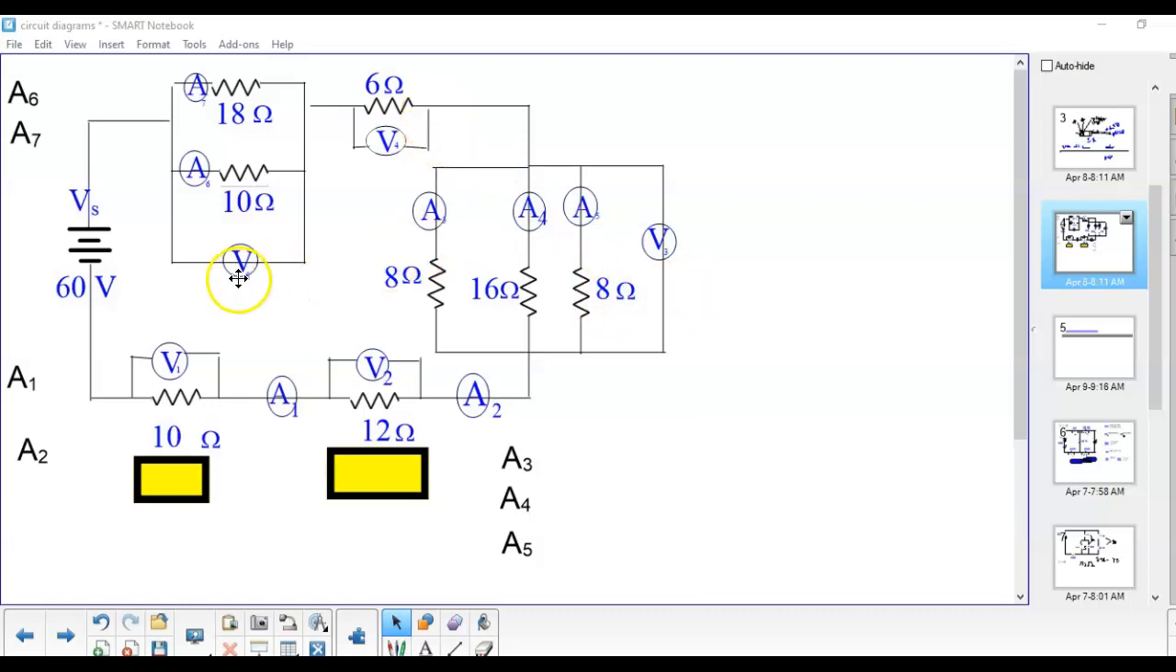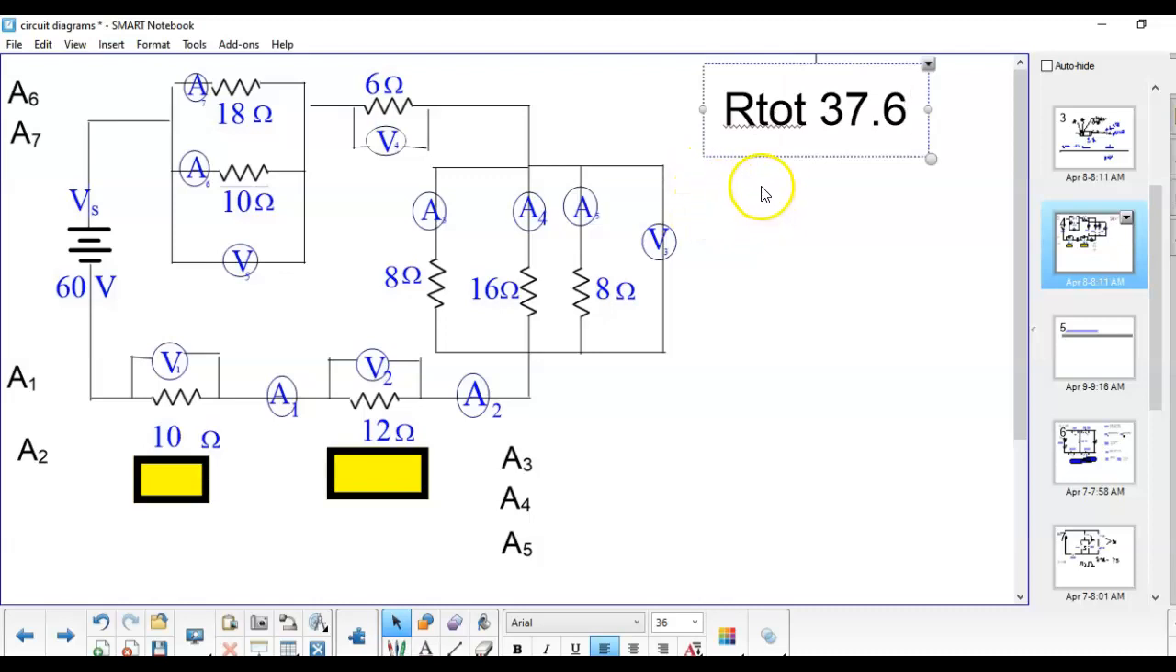Plus 6. Do the same process here. 1 over 10 plus 1 over 18 equals, reciprocate, 6.4 or 6.43. That gives us total resistance of 37.6 ohms.